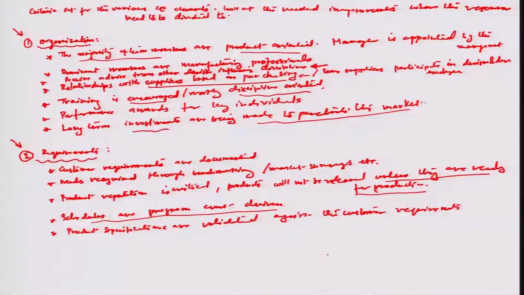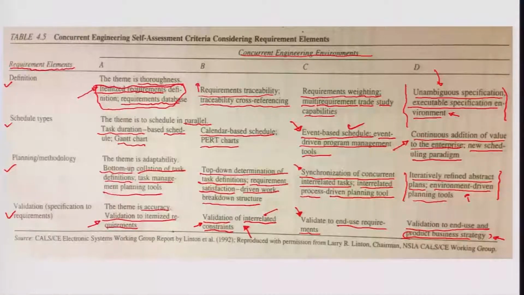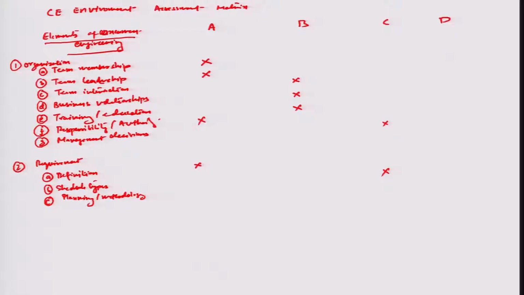So therefore we can think of a particular level of the planning methodology which is more based on synchronization of concurrent interrelated tasks, interrelated process driven planning tools to be executed. Unless that happens, we are not able to foresee whether a product is production ready. So we talk about level C as far as the planning methodology is concerned, and map that as level C under the planning methodology sub element which is being documented here.